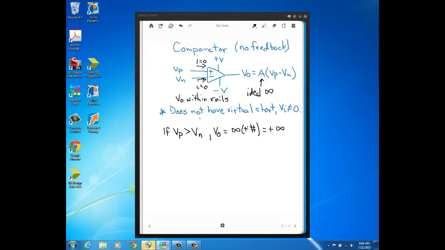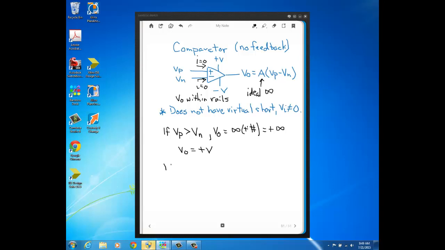So you see, under this condition where VP is greater than VN, V out wants to be the most positive it could be. It wants to be out to positive infinity. But because V out can't be outside of the rails, when V out tries to be positive infinity, it's going to hit this upper rail limit. So when VP is greater than VN, V out is just going to equal the positive source amount, the positive voltage supply.